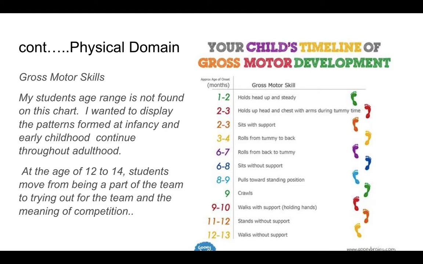At age 12 to 14, students are moving from being just a part of the team to trying out for the team and the meaning of competition. So I still feel like you could have used this chart for gross motor skills, and that's why I kind of plugged it in. My students' age range is not found here, but I wanted to display the patterns formed at infancy, early childhood, and which continues on throughout adulthood in gross motor skills. You just get better.